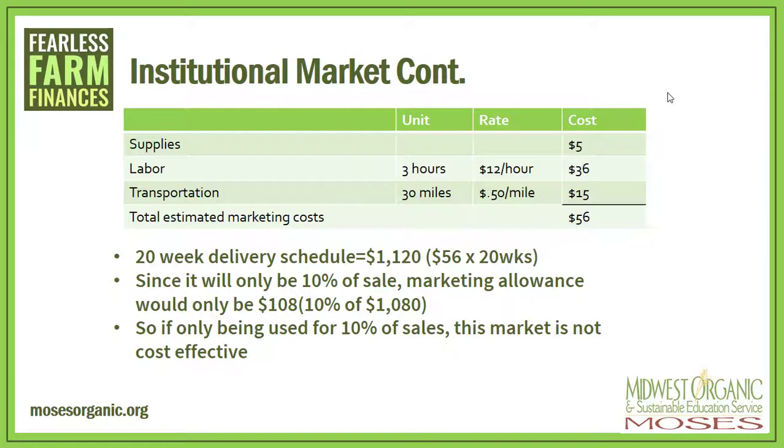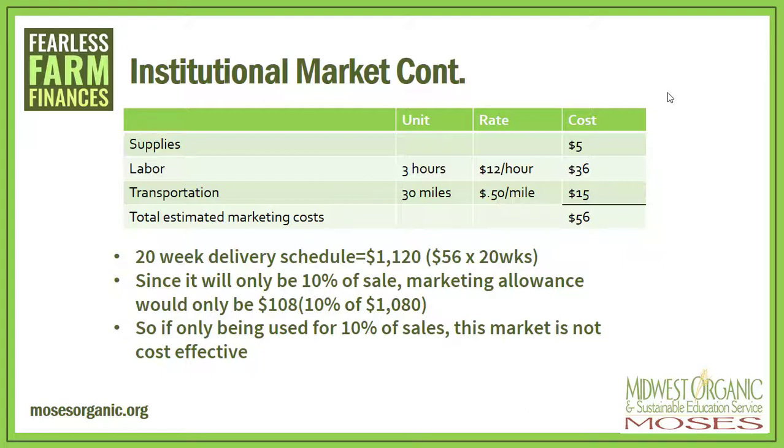So to carry on that conversation, you looked at your supplies, which are going to be about $5. Your labor, 3 hours times $12 an hour, $36. Total transportation, 30 miles at 50 cents a mile is $15. So your total estimated marketing cost is $56 per week. So if you had a 20-week delivery, same schedule as your farmer's market, times your $56, it gives you a total of $1,120.